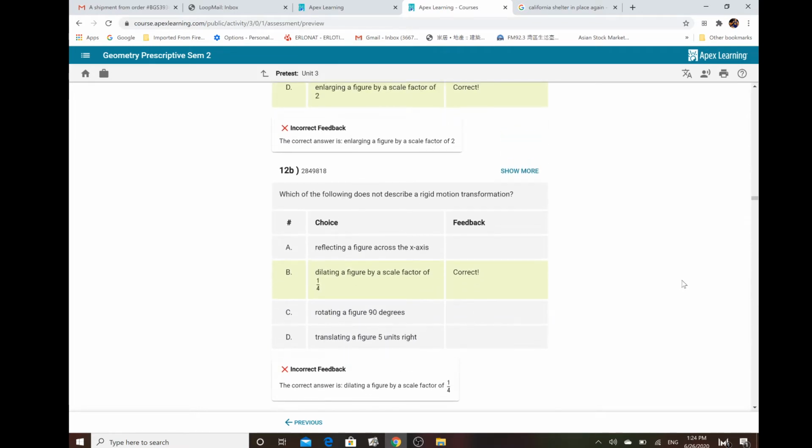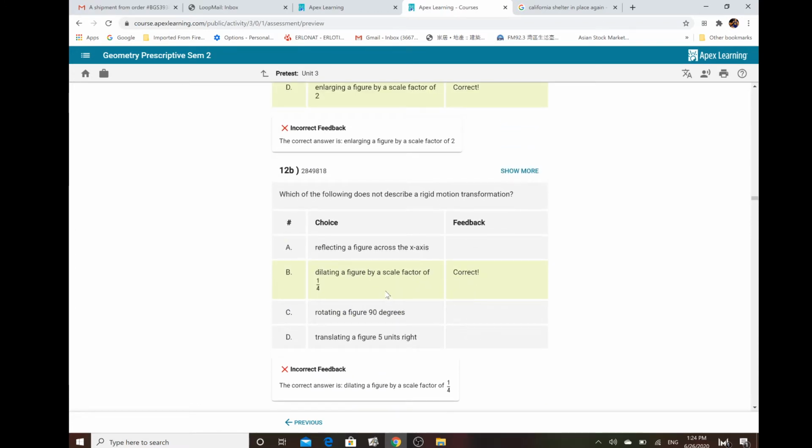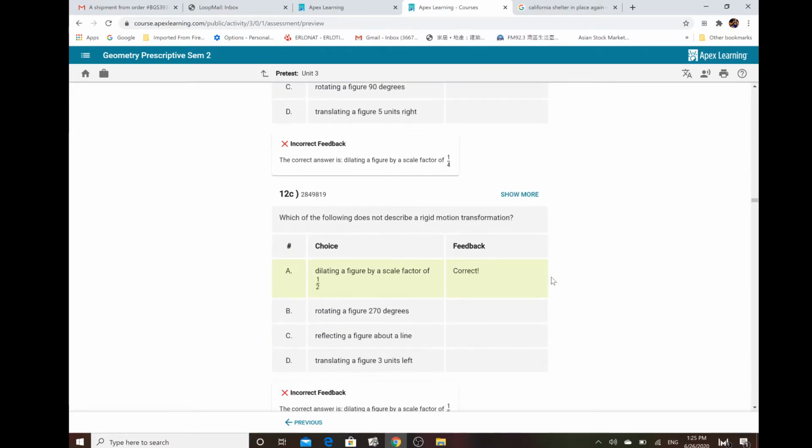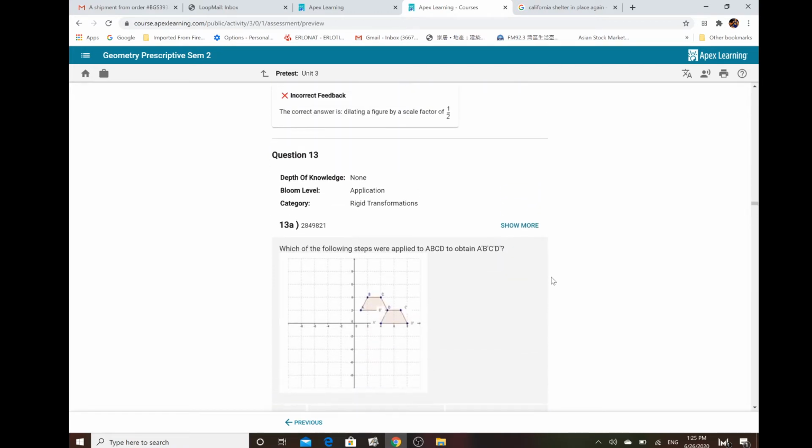And for the next one, which of the following does not describe a rigid motion transformation? Dilating a figure by a scale factor of 1/4. Again, anything that's considered enlargement, shrinking, or dilation is not considered part of the rigid motion transformation. And the next one is quite similar.